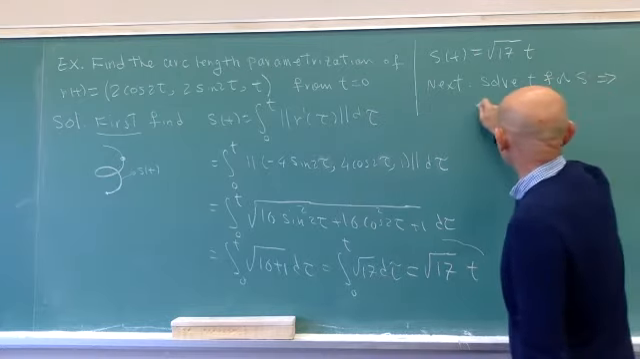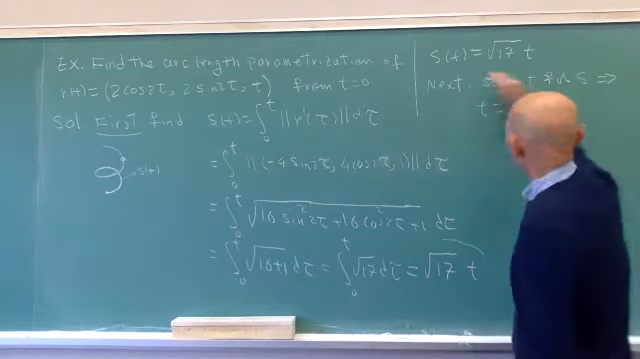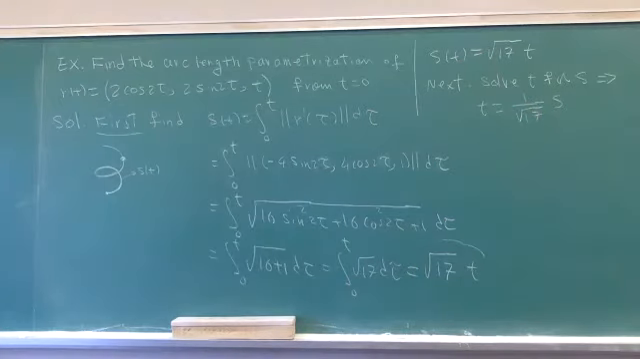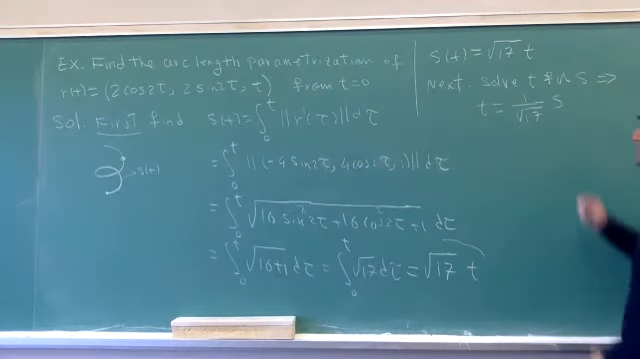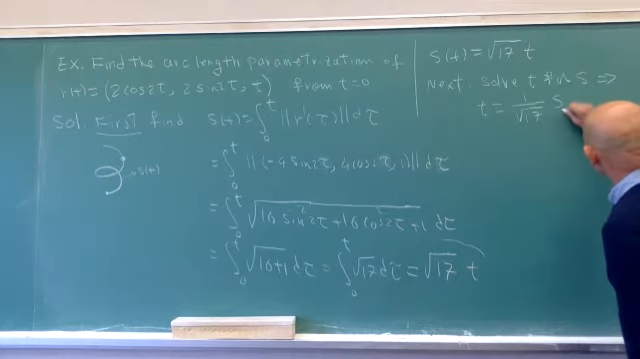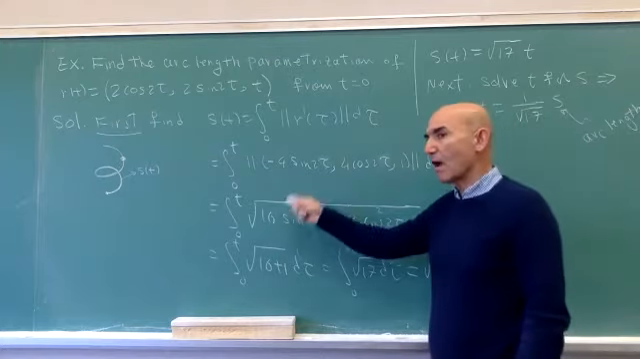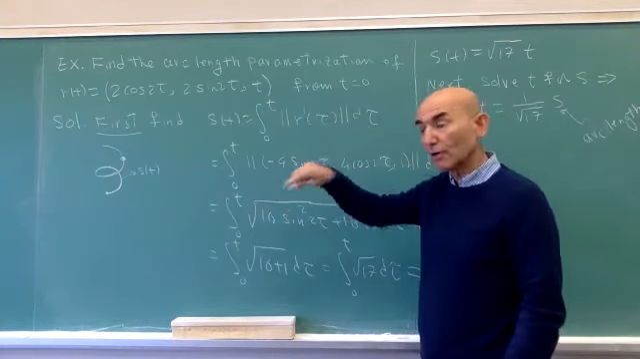We get t is equal to 1 over root 17 times s. Again, it's a lucky situation that the relation between t and s is linear. There's just this factor, but otherwise they are very, very similar to each other. So we found t as a function of s. Remember, this s is arc length as a function of t. Now we are finding t as a function of arc length. We're finding the inverse function, right?